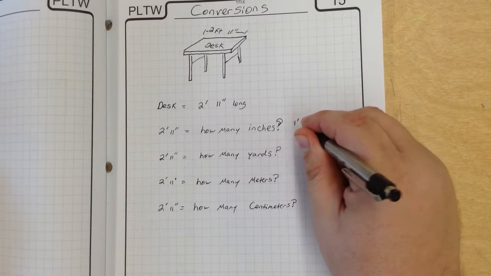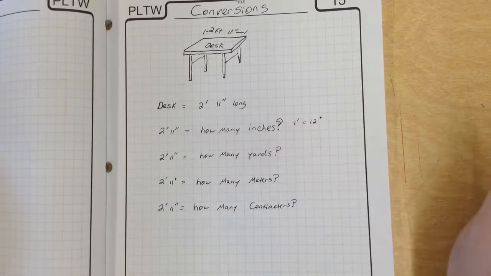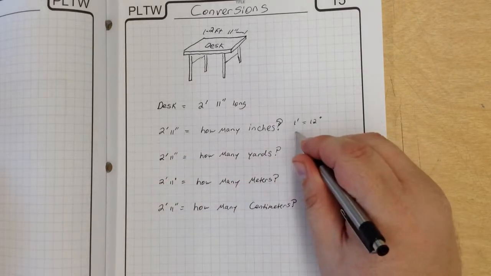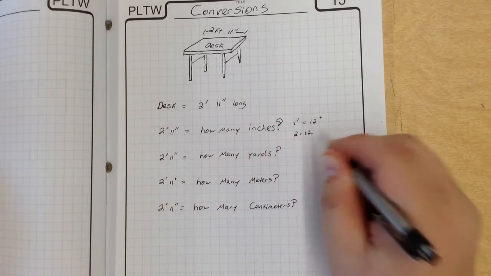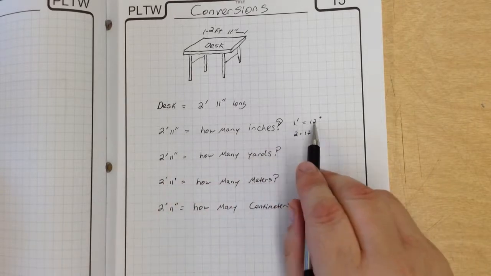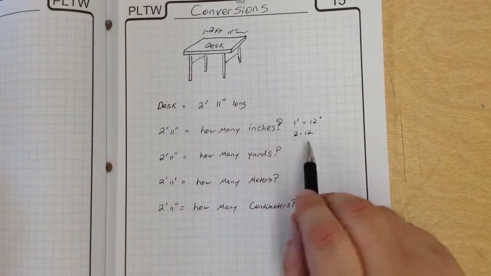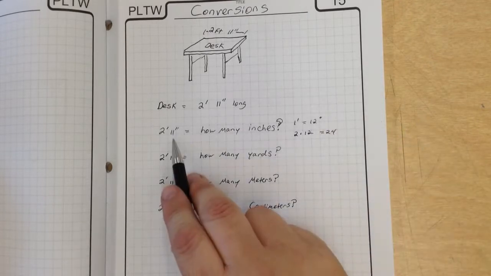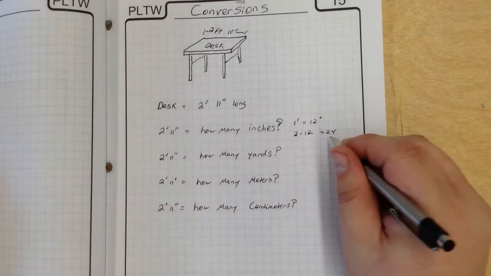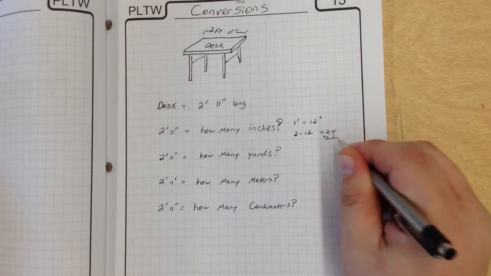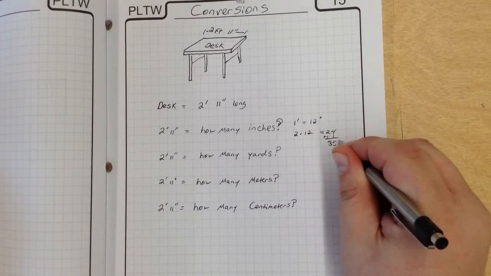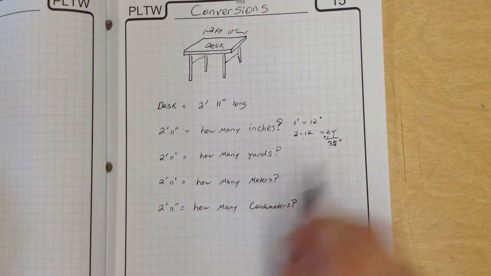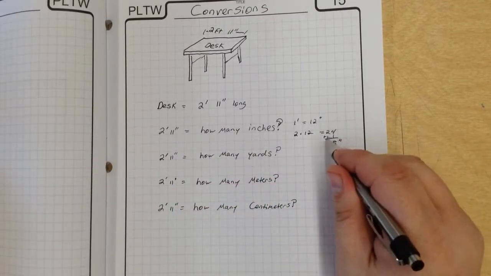We know that 1 foot equals 12 inches. So we have 2 feet. So the first step is 2 times 12. Okay? So 1 foot, 12 inches, 2 feet, 2 times 12 equals 24. Now we have 11 inches left over. So 24 plus 11, and that gives us 35 inches. So we know that 2 foot 11 equals 35 inches right there.